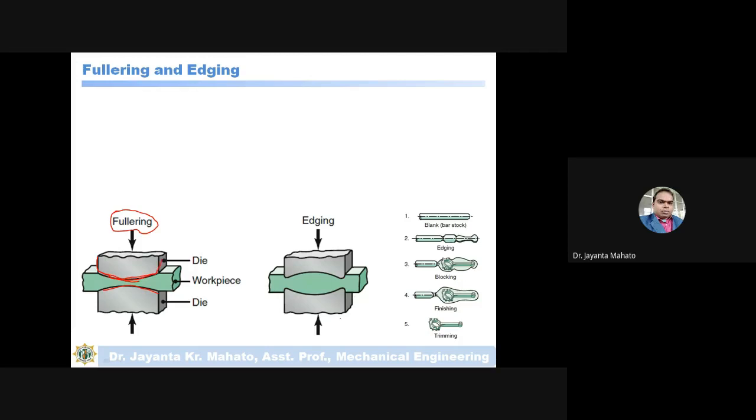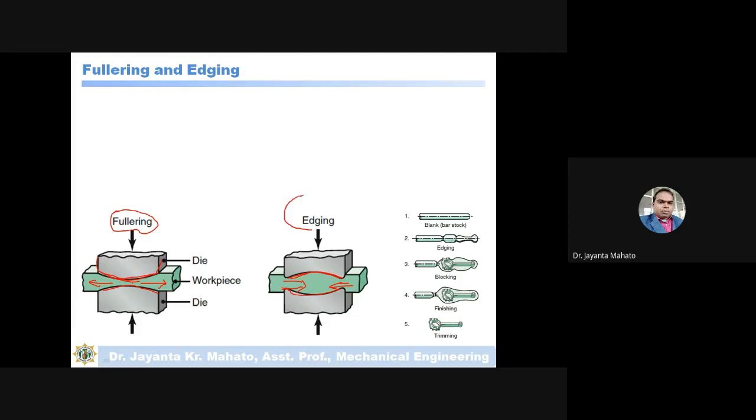And in the second one, you are actually collecting the material at the middle, meaning at the middle the volume of the material is more. So here you are collecting the material at the middle, whereas in the first case you are removing the material from the middle. Two opposite cases. So the second one is called the edging operation.